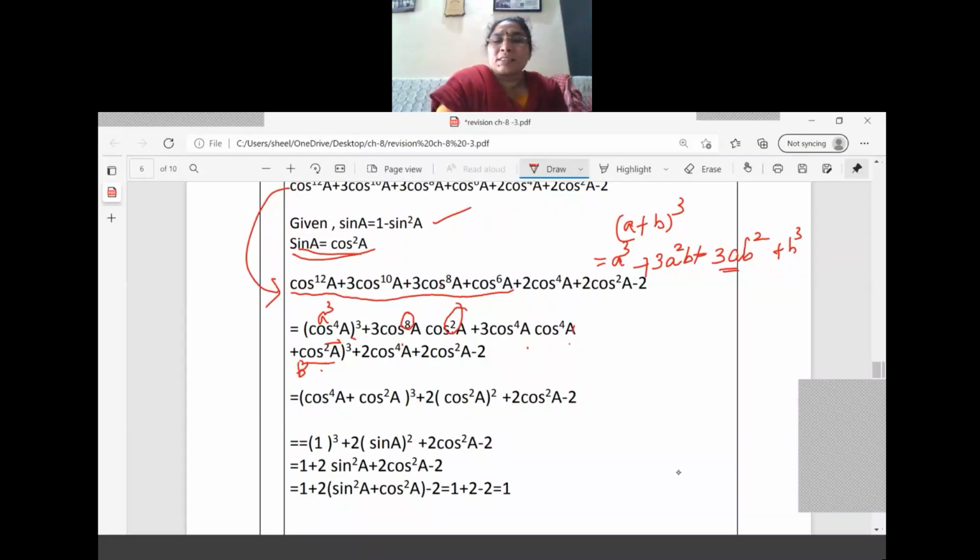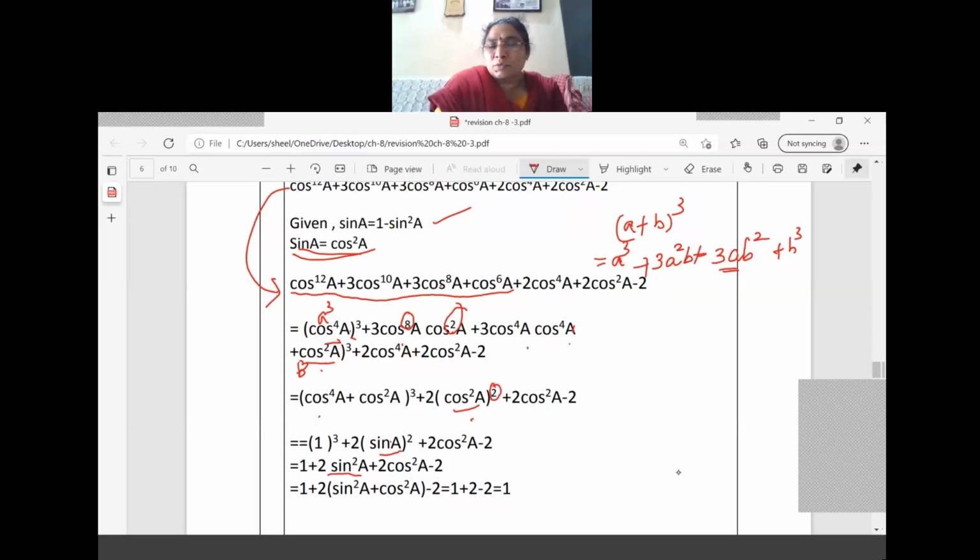Again, what is the step for these four? First, we will decide that part only. It is a plus b whole cube only. So what is our a? Cos raised to 4a plus cos square a whole cube. Then plus 2, cos raised to 4a can be written as cos square a whole square, plus 2 cos square a minus 2 only. If you are writing that one, cos square a can be replaced with sin a, right? Again, one more square is there, so it became sine square a.